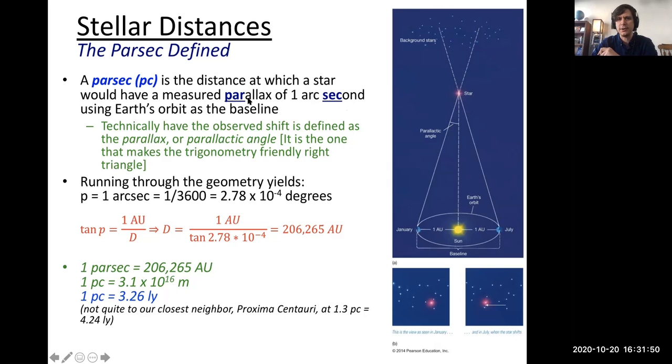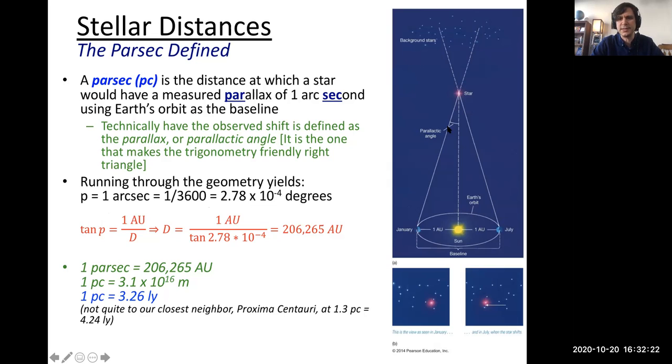Parallax, PAR, of 1 arcsecond, SEC, smush those together and you get the parsec. That's how we actually come up with this unit. So you could actually do that. I could go ahead and assume that I know that this angle is, say, 1 arcsecond. 1 arcsecond is 1/3600th of a degree. So just calculate that out, 1 divided by 3600 equals 2.78 times 10 to the negative 4th degrees.